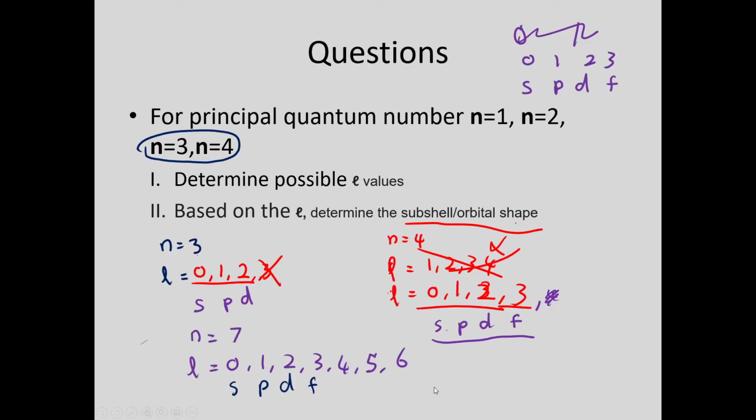So, for example, if a question suddenly gives an L value up to 4, it's just that after F, you write following the alphabet. So G, H, I, J, K, L, M, N. Okay, like that. So, why did they use S, P, D, F?